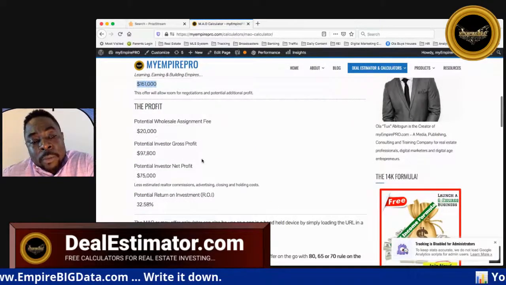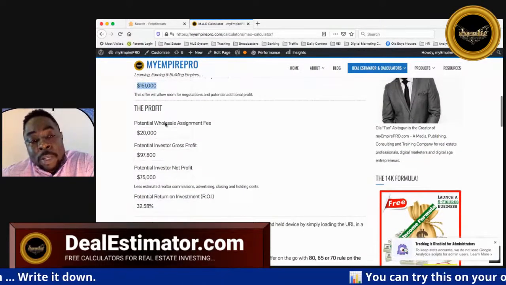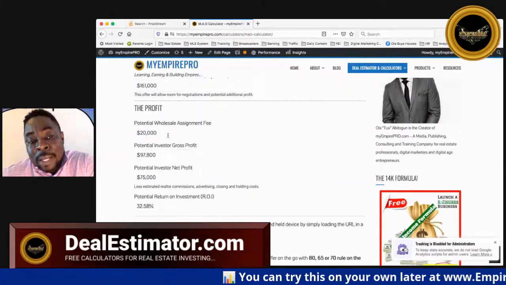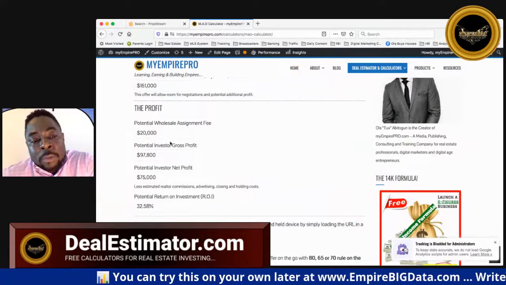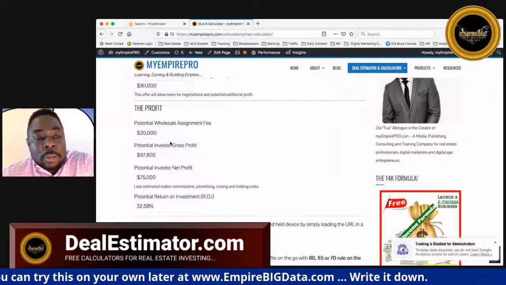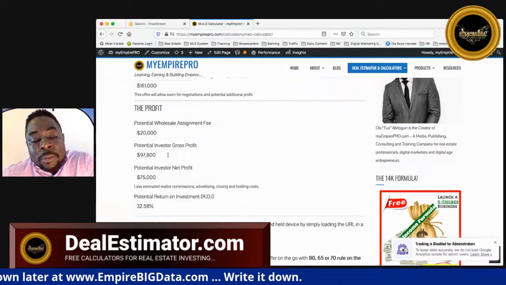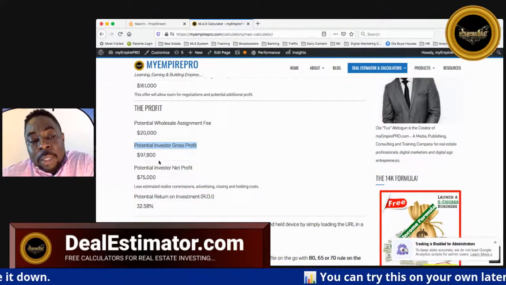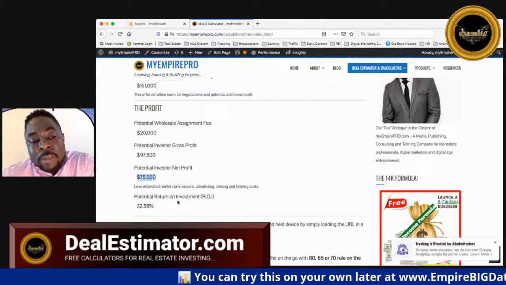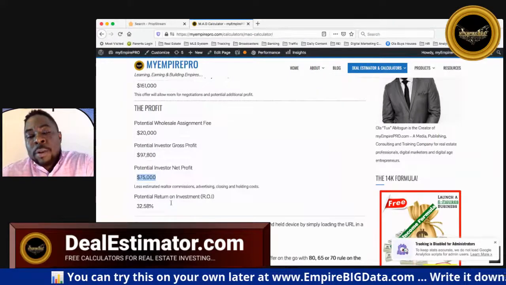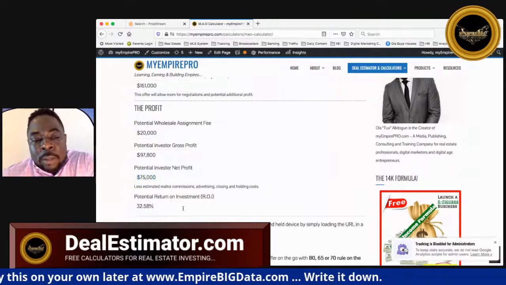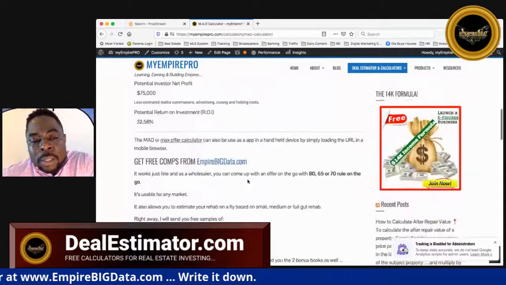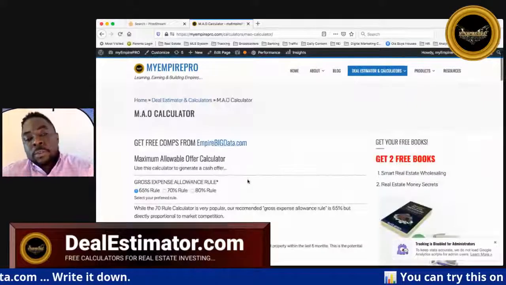By the way, if you scroll down to the bottom, it tells you the potential wholesale assignment fee you can make from that if you flip this property to someone else. $97,000 potential gross for the investor. They can make that kind of money. Net $75,000. I use algorithms based on my past experience to create this, but that's some real stuff right there for you to use.